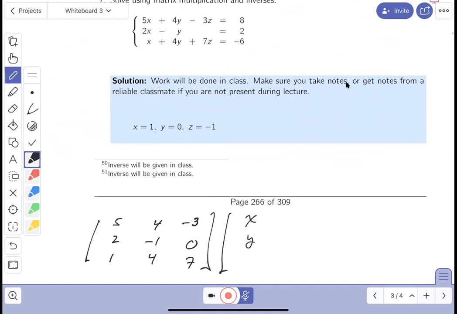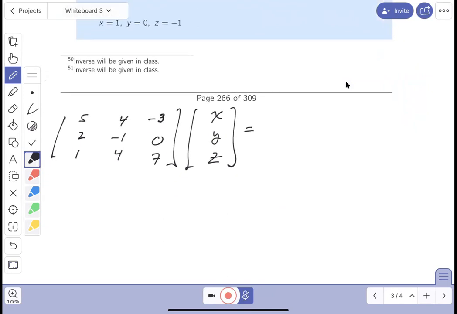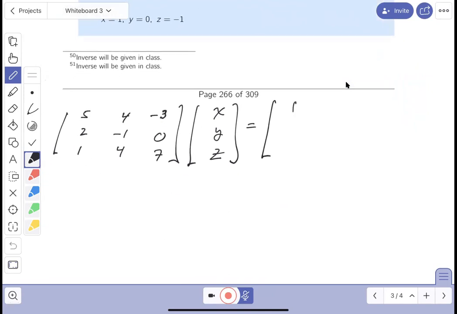X, Y, Z equals 8, 2, minus 6. Write that down for you. Well, I'm going to multiply both sides, left multiplication, by the way, by the inverse of the coefficient matrix. And what would I get? Something pretty simple, actually. I get this.